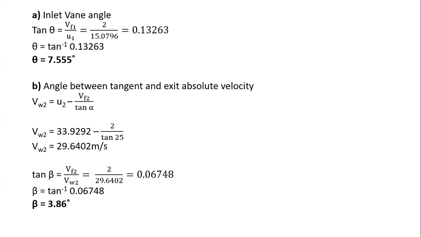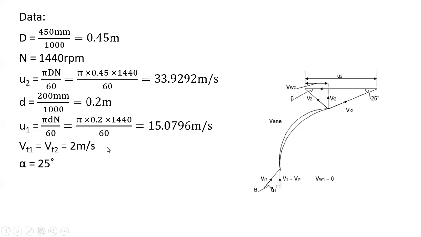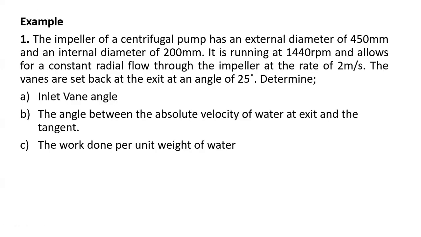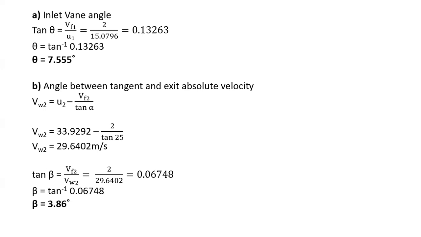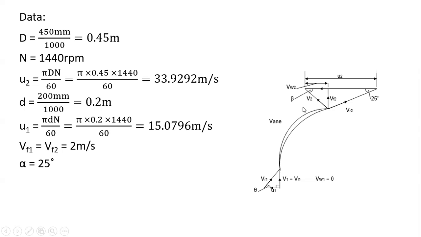What about now the angle between the tangent? Let's go to part B. B was asking for the angle between the absolute velocity of the water at exit and the tangent. So with this one, we're looking at beta. With beta, first of all, you need to find the velocity VW2. Let me take you back to this one. We are talking about this one.